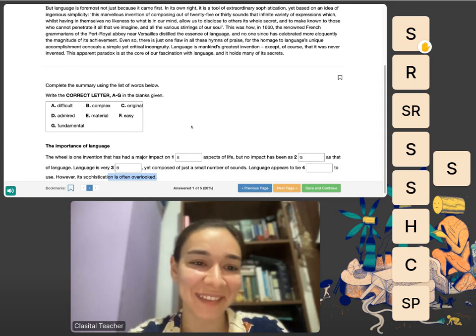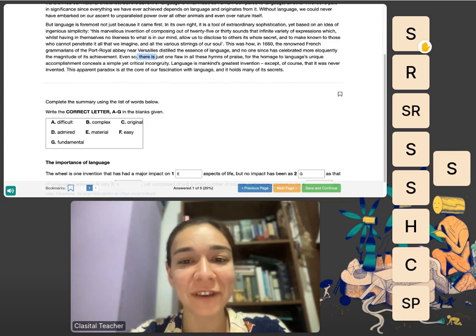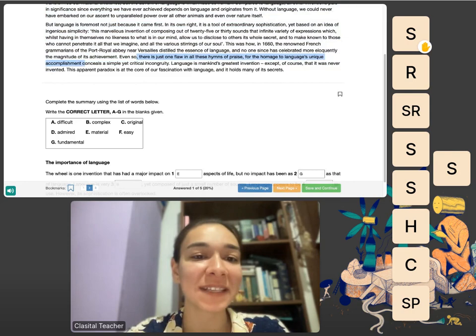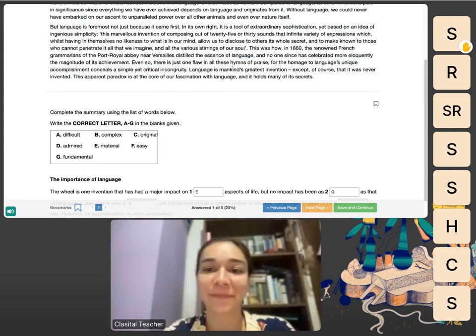Yes, even so, there is just one flaw in these types of frame. For the homage to language, unique accomplishment conceals a simple yet critical incongruity. Yes, thank you very much. It is F.